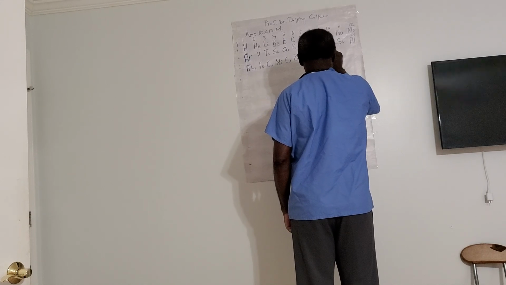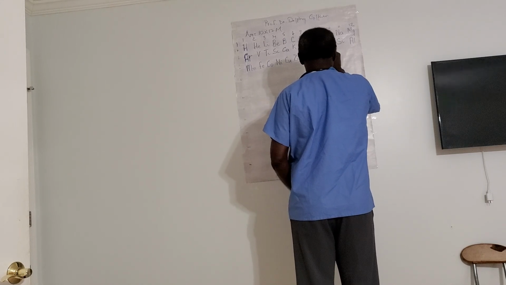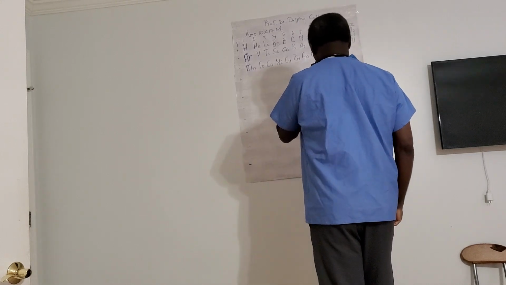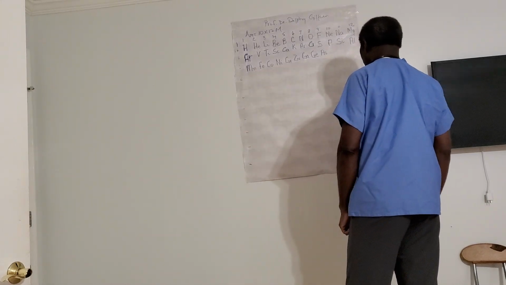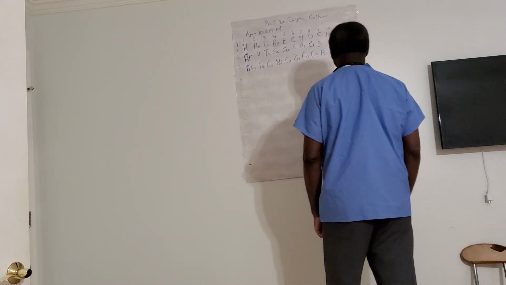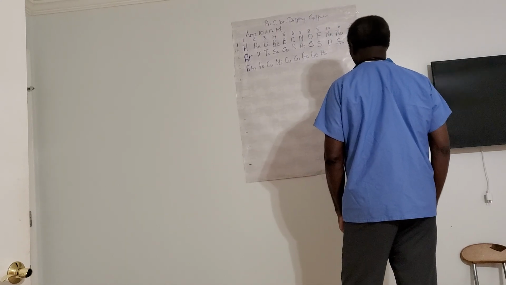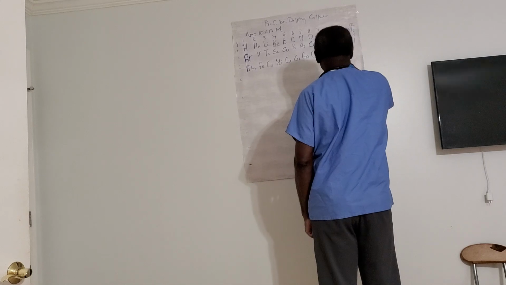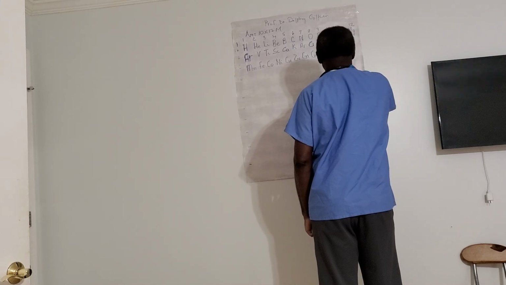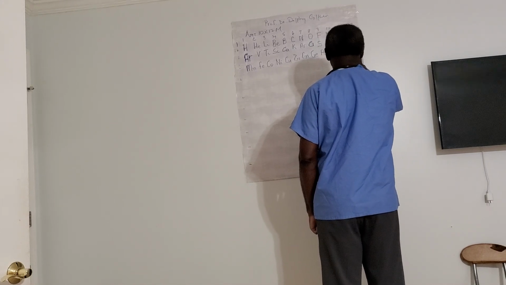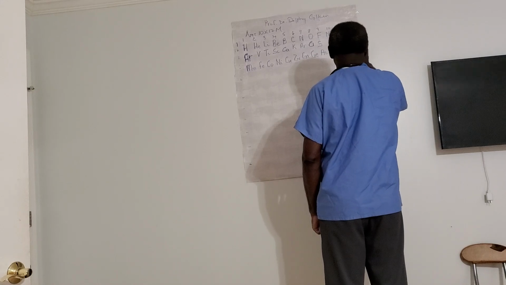And this is a very toxic element. Very, very toxic element, arsenic, 33 atomic number. 34 would be selenium. 35 bromine. And 36 krypton.